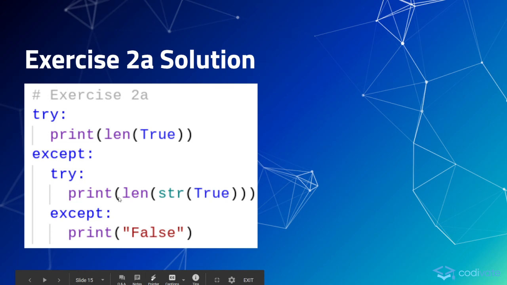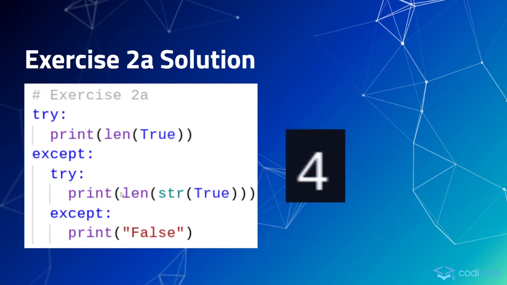We try to print the length of the string version of true. And once we cast a Boolean as a string, it will now be the string in quotations, capital T, R, U, E. We know that we can take the length of a string. So now, what's the length of the string true? Well, we have 4 letters, so that is 4. And once we try to print this, our output will be 4. And since this worked out correctly, we don't even go to the except, we are done.